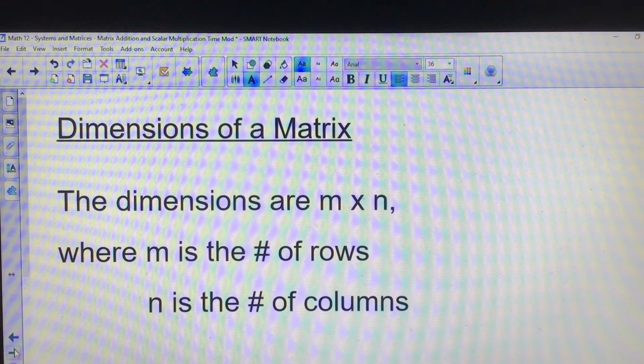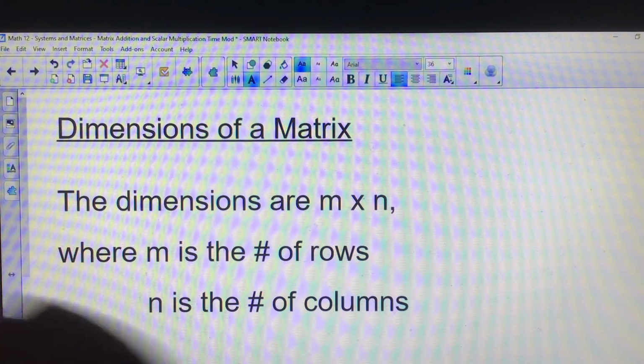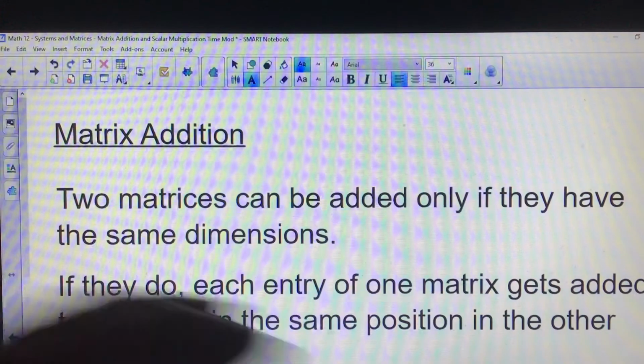All right. In order to do matrix operations, you need to check the dimensions of the matrix first, because certain operations only work with certain sizes of matrix. So you need to check that your matrix has the correct size, or if you have several matrices, that they have the right size criteria to be able to go on and do the operation. All right. So now we've talked about dimensions, let's talk about addition.